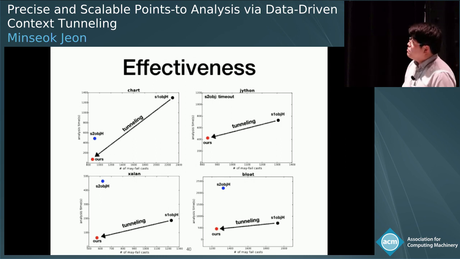This slide shows the effectiveness of our learned heuristic against testing programs. In this slide, we used selective object sensitivity, but we achieved similar results for other kinds of context. In these graphs, black dots mean selective 1-object sensitivity, blue dots mean selective 2-object sensitivity, and red dots mean ours. In this graph, the x-axis denotes the number of alarms, and the y-axis denotes time elapsed. And as you can see, ours is the most precise and the most scalable.